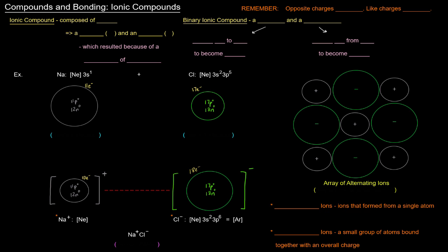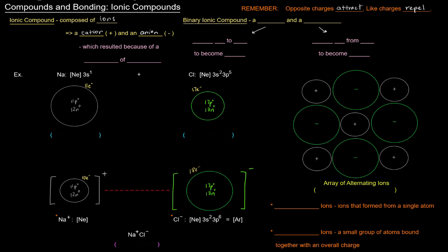So first up, ionic compounds. But before we start talking about ionic compounds, we have to remember and keep in mind that opposite charges attract while like charges repel. Okay, cool. So ionic compounds are composed of ions. You might be thinking, well, duh, right? Well, specifically, they're composed of a cation, which is positively charged, and an anion, which is negatively charged.